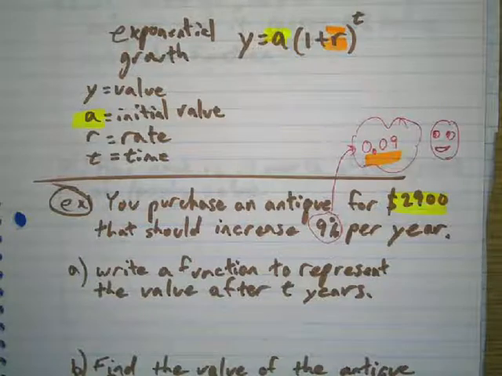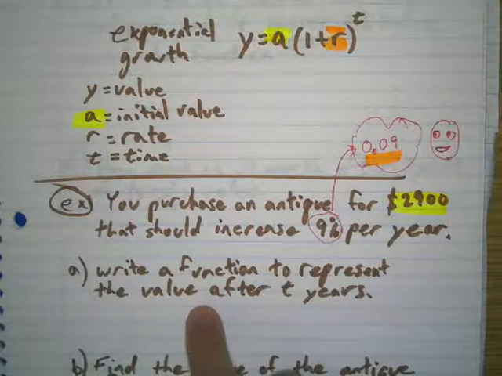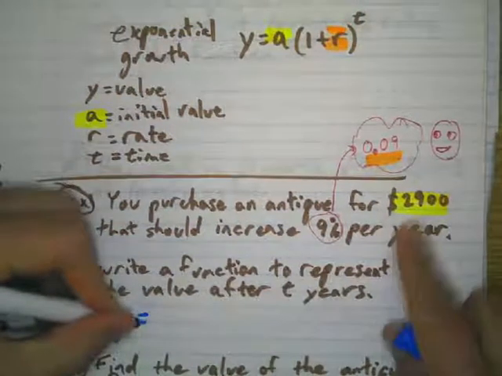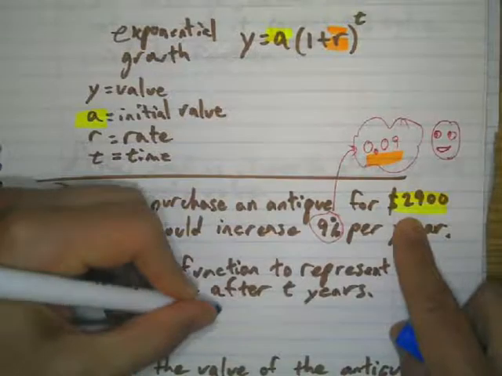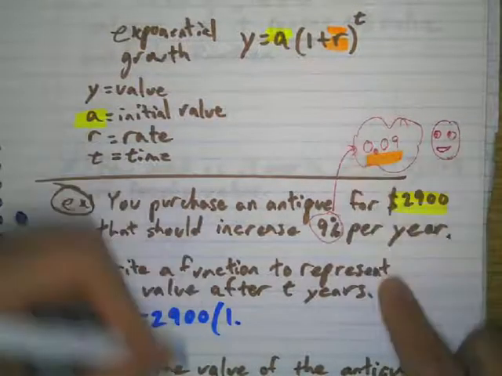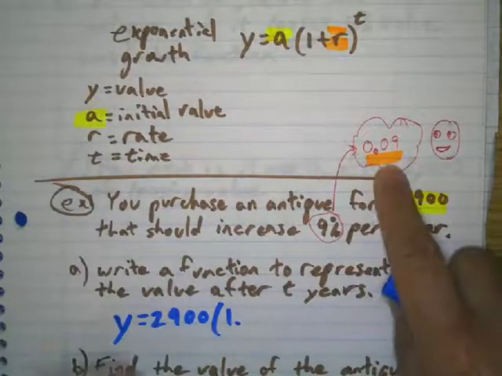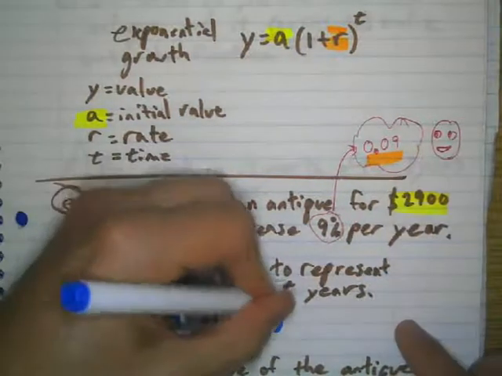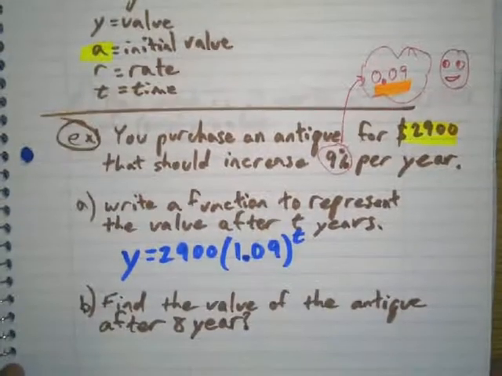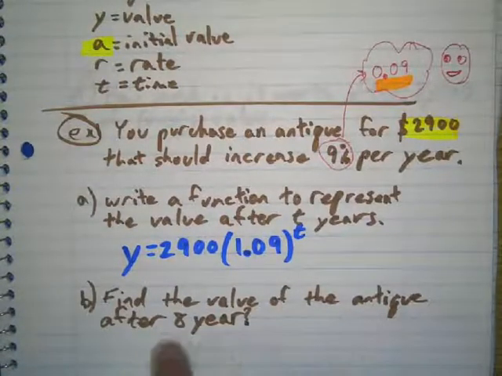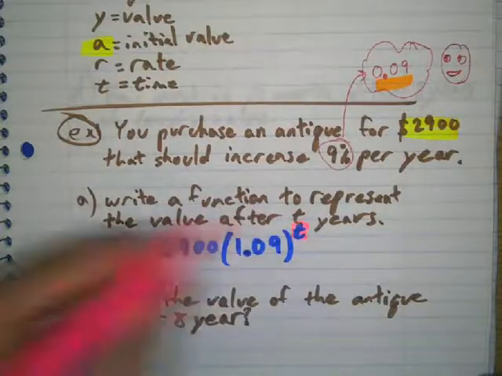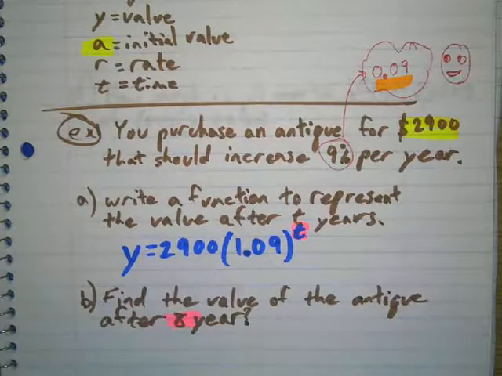and let's do this. So the function represents the value of this after t years. So you can say y equals 2,900 times 1 plus 0.09. So it's going to be 1.09 to the power of t. Okay, and that's what you have to do. And then to find the value of the antique after 8 years, well, guess what? We're going to replace the t here with 8. So let's do that.